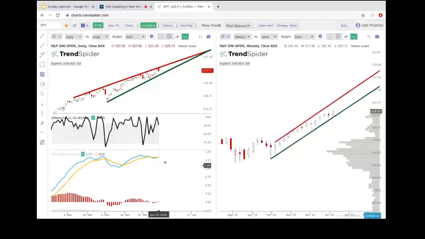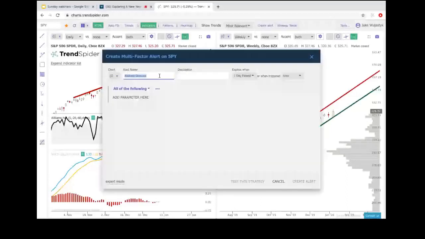So what I can do here is go and create an alert, a multi-factor alert. Kick-Ass Sanusi is the current name. Let's change that to SPY breakdown. We'll choose the expiration for, let's say, 15 days. And then we'll create our conditions.